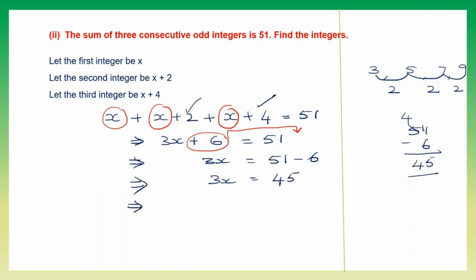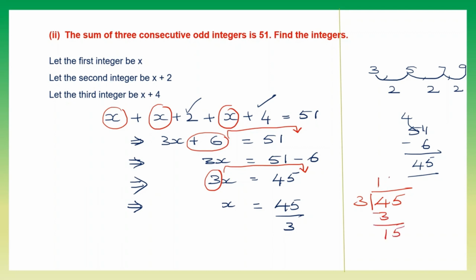Now we can find the value of x. X is equal to 45 divided by 3 because we have transposed this 3 which is multiplication to the right hand side. It's become division. So let's divide 45 by 3. 3 ones are 3, minus 1 and 5, 15. 3 fives are 15. So we have found x to be 15. So therefore x is equal to 15.